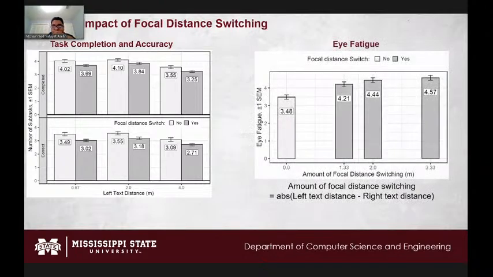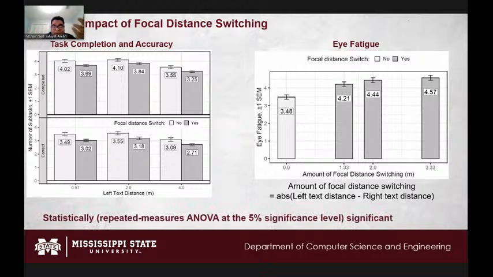And also, when we consider eye fatigue, we found that as the amount of focal distance switching increased, the eye fatigue also increased linearly. The first bar, the light bar, is where the amount of focal distance switching is zero, that means both are at the same distance. And we found very low fatigue from the participants in that condition. But when the amount of focal distance switching increased, participants' eye fatigue also increased linearly.